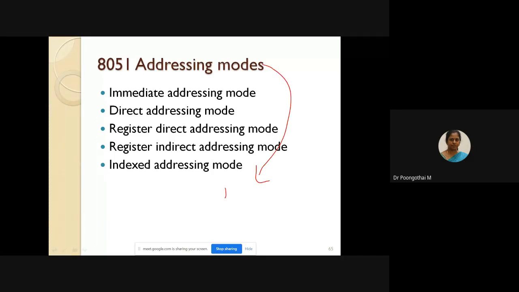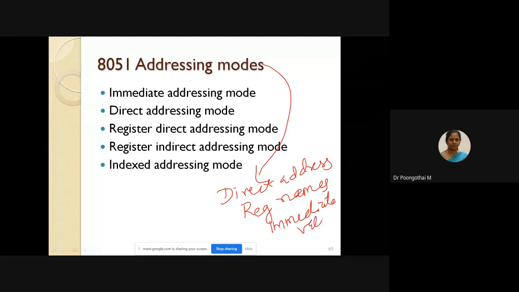So it can be direct address. Your operand can be direct address or register names or immediate. So it's a way to address an operand.